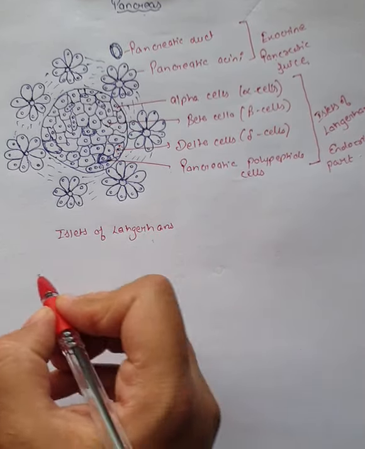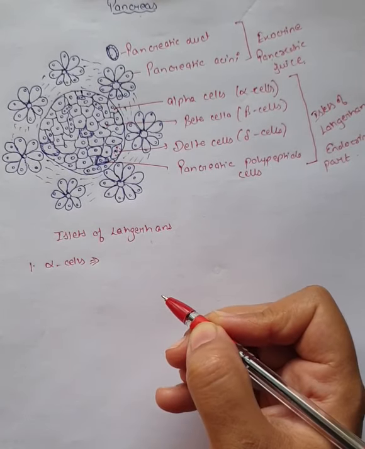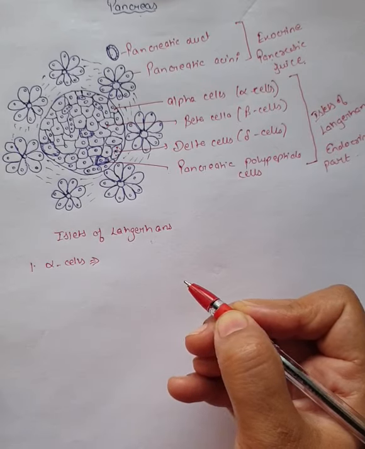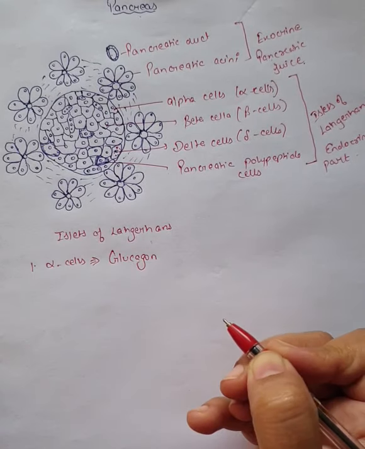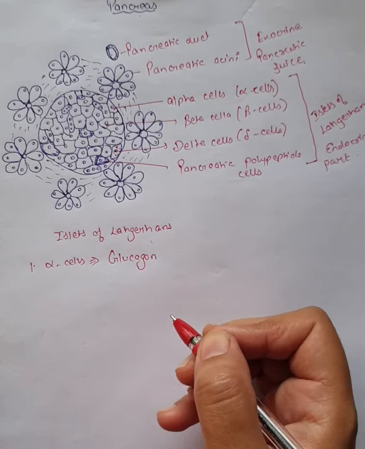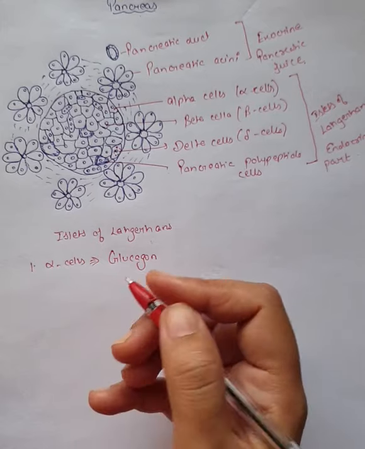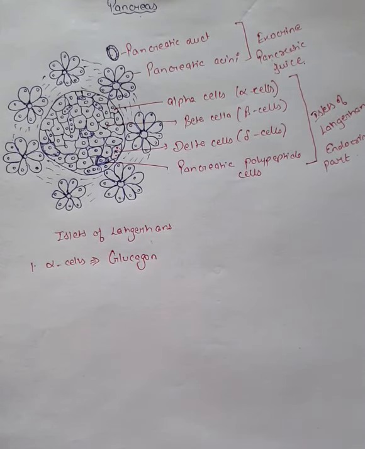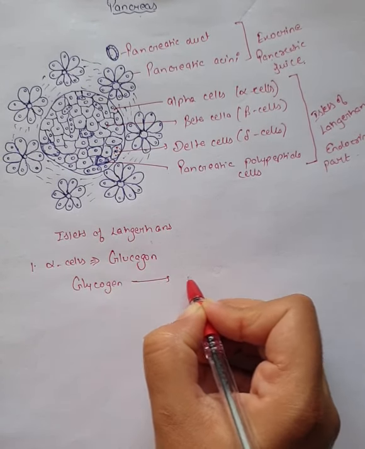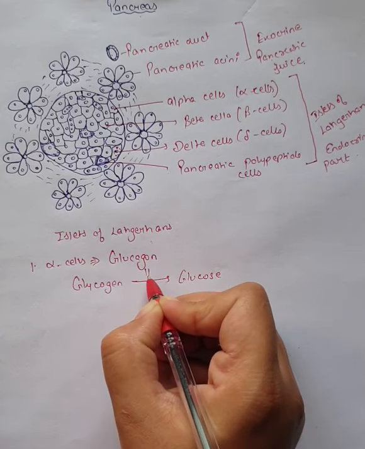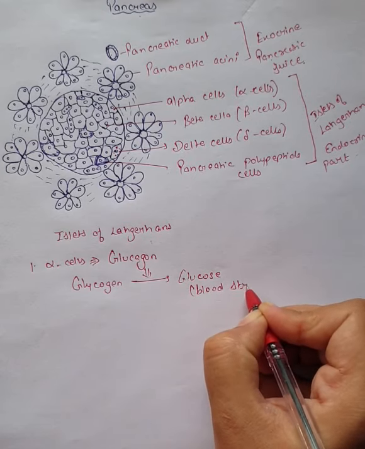Firstly, the alpha cells. Since they are endocrine cells, they release hormones. These alpha cells release a hormone known as glucagon. What is the function of glucagon? In our liver, glycogen is stored. Whenever there is a deficiency of glucose in the blood, glucagon breaks down the glycogen into glucose. This reaction is done by glucagon, and this glucose enters our bloodstream.